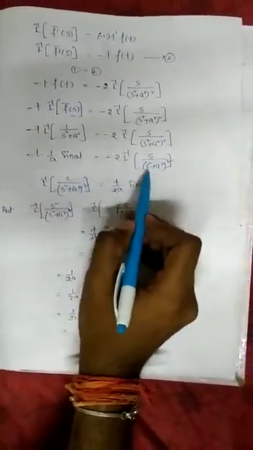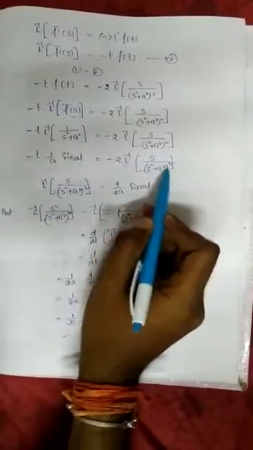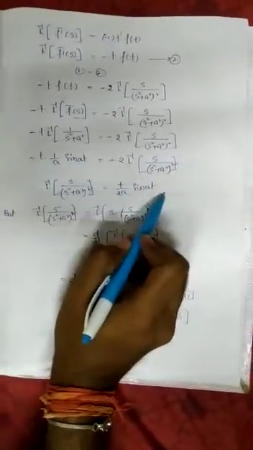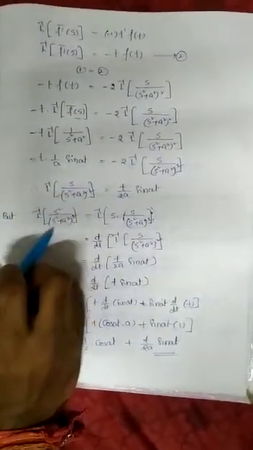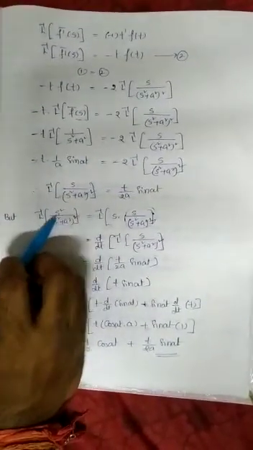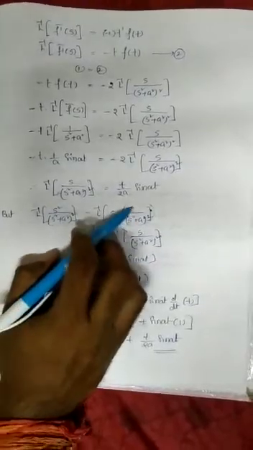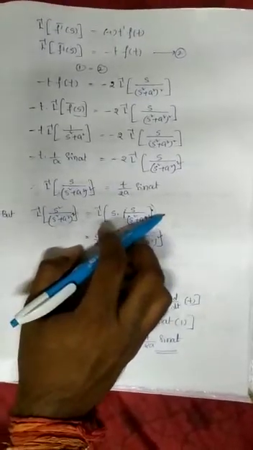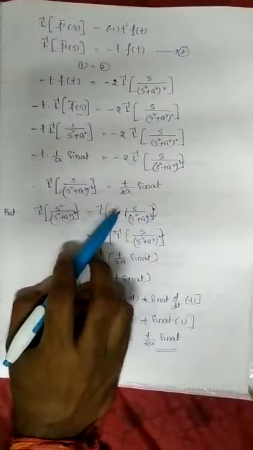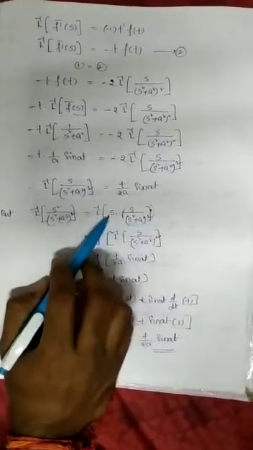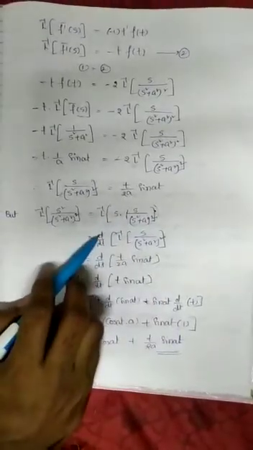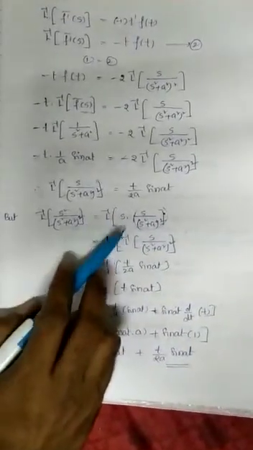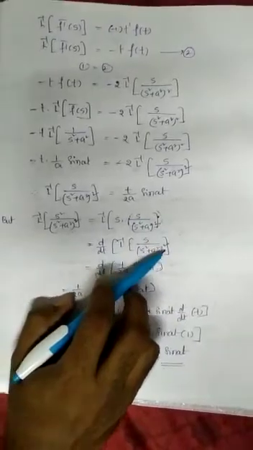So Laplace inverse of s by (s square plus a square) whole square is t by 2a sin at. Now we have to calculate Laplace inverse of s square by (s square plus a square) whole square. So write this s square as s into s by (s square plus a square) whole square. Then it becomes s into f bar of s, the multiplication by s formula. If we write this s outside, we can write it as d by dt of Laplace inverse of s by (s square plus a square) whole square.